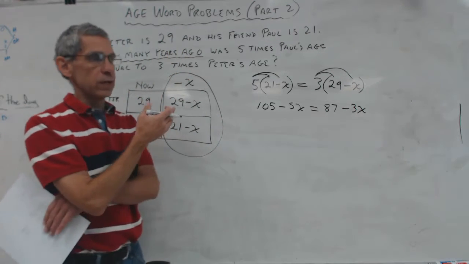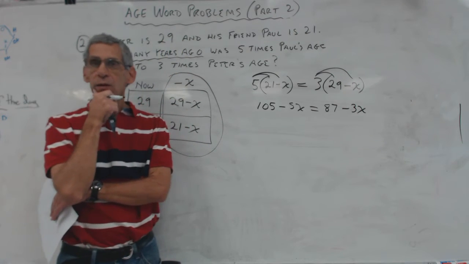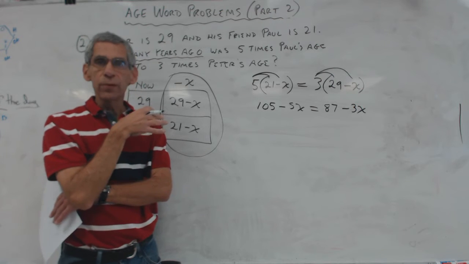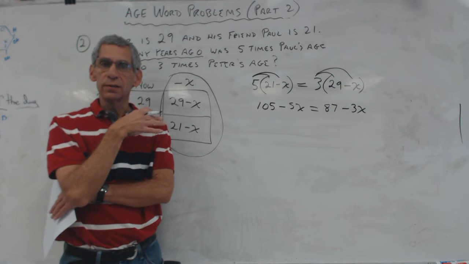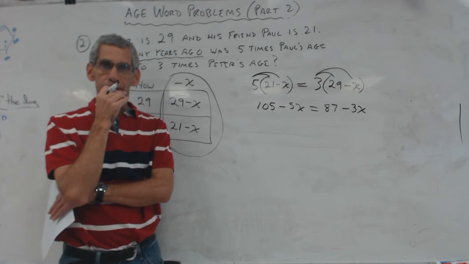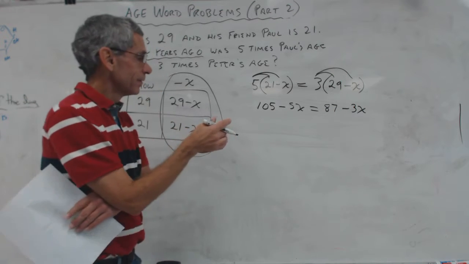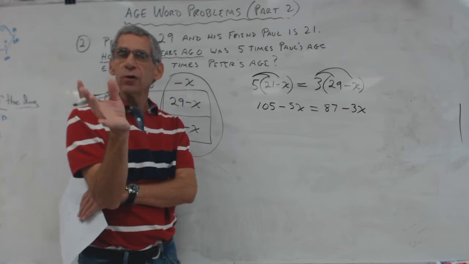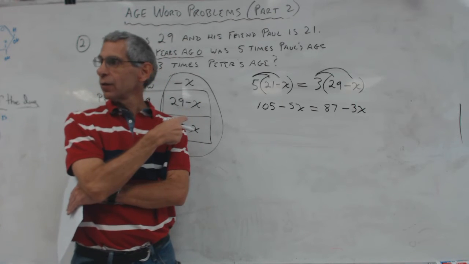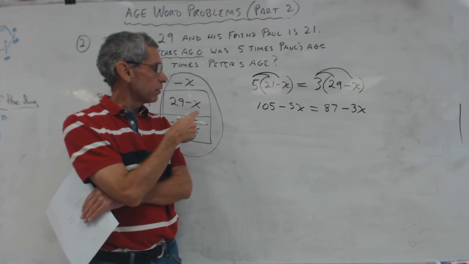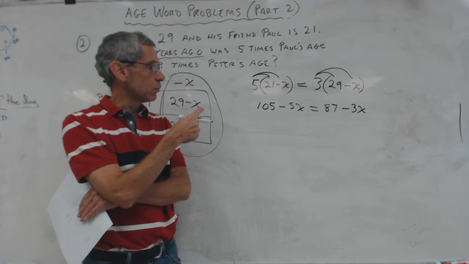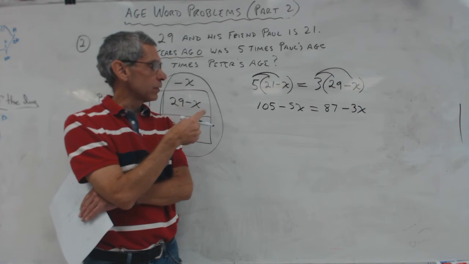So now let's look at this equation for just a second. This is a little bit strange, this equation. It's going to be more years ago than they have been alive. Really? Maybe, maybe not. We'll see. Guys, focus on the equation right now. We have 105 minus 5x equals 87 minus 3x.